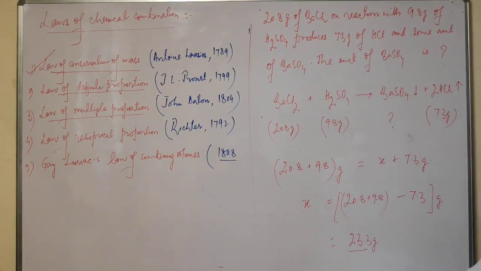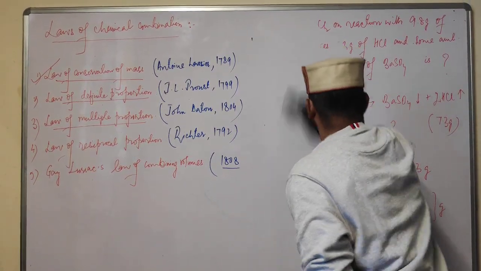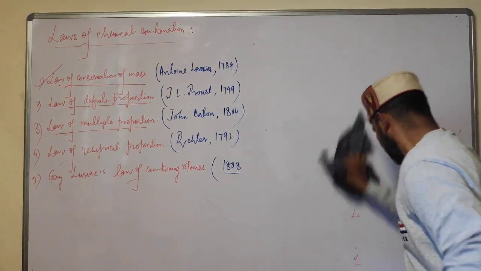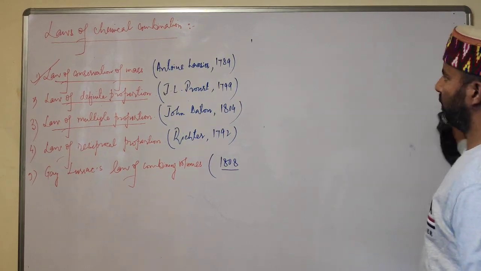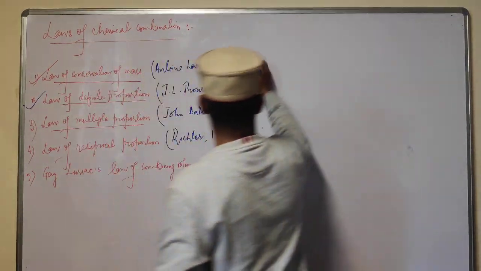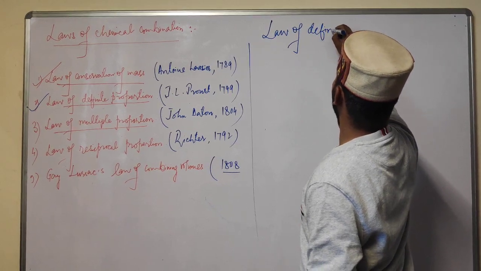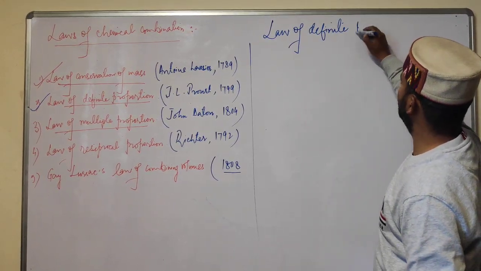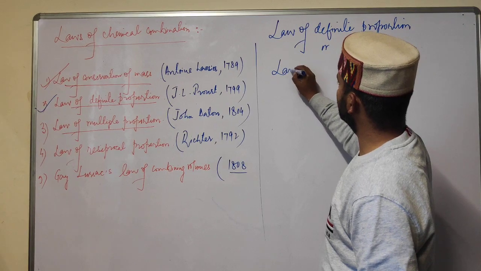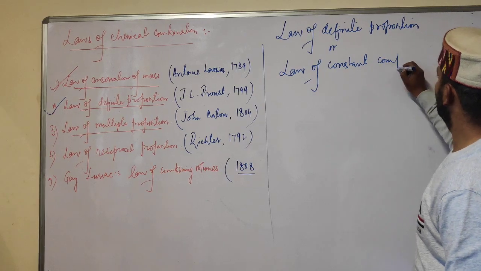Now students, the next law is law of definite proportion. This law was given by J.L. Proust. Now, what is law of definite proportion? So first, we'll discuss what this law is. Students, this law is also known as law of constant composition.